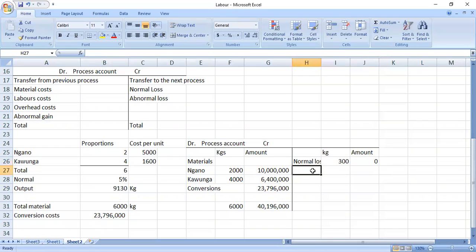Now, transfer to the next process. Or in this case, it's output, since it was only process 1. So you're not transferring to anyone, but the final output was given here as 9,130. So just bring it straight.